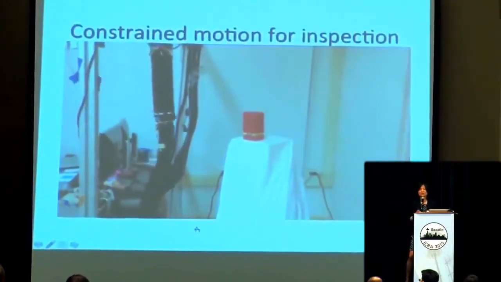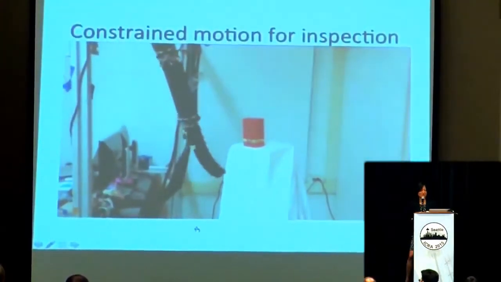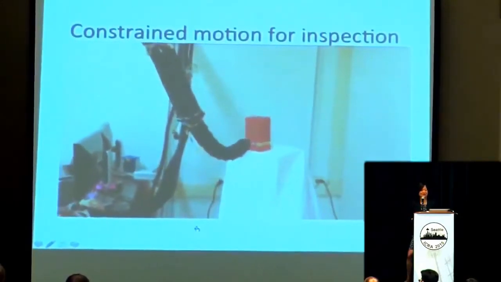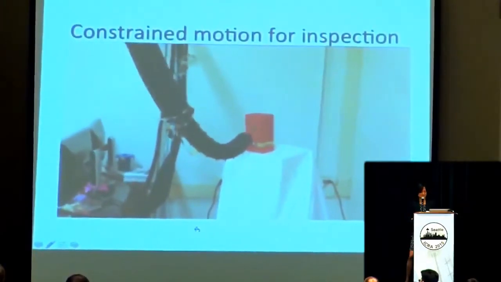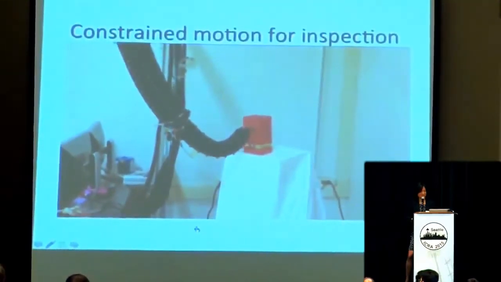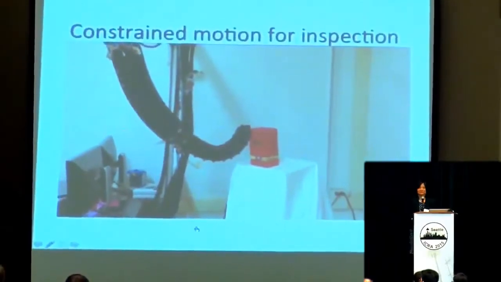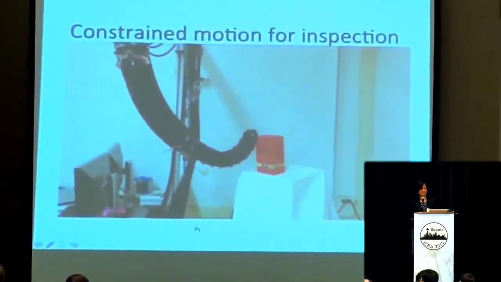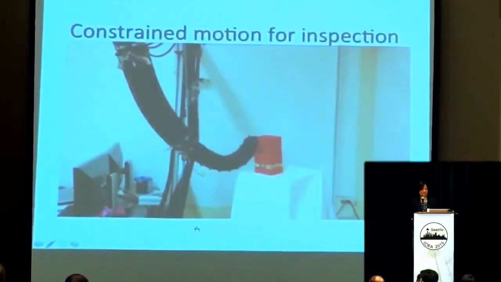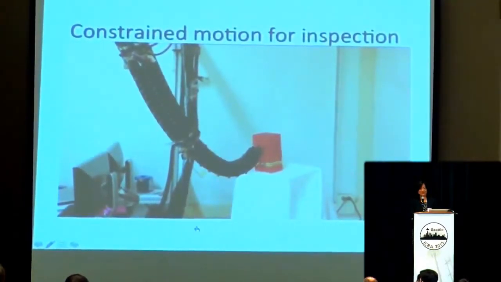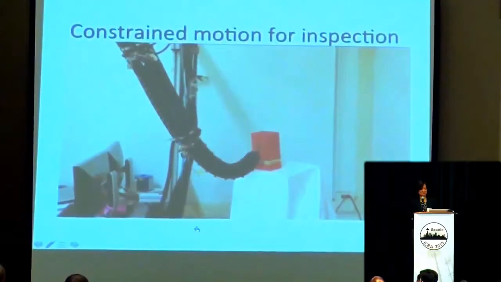Okay, now a real experiment to have the tip of the robot following a straight line up and down for inspection purposes. We don't have any speed up here, it's just real speed.